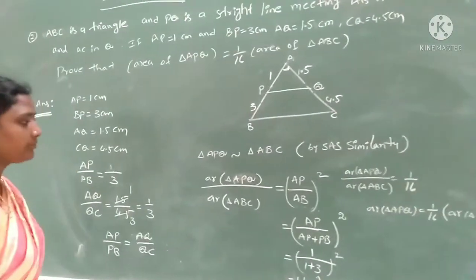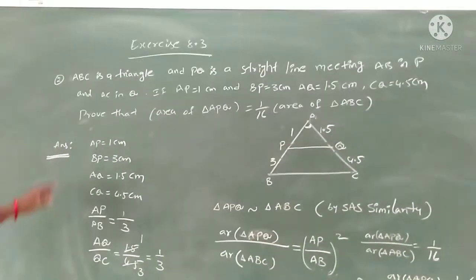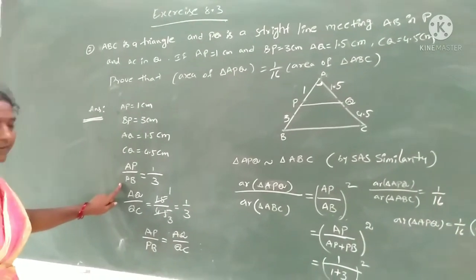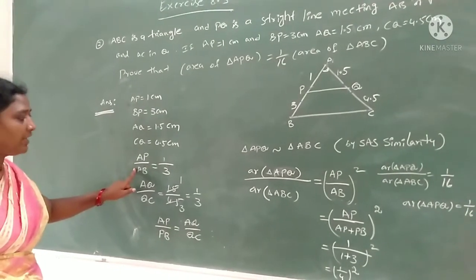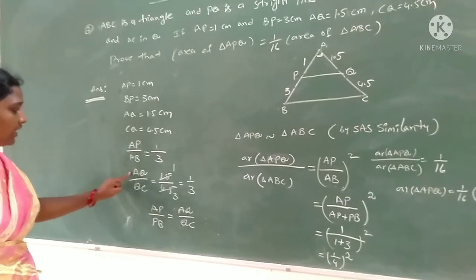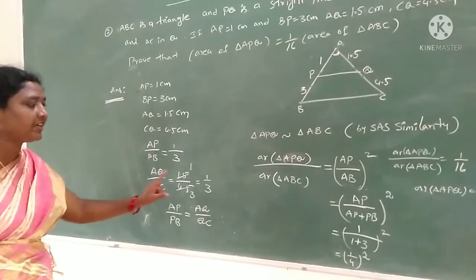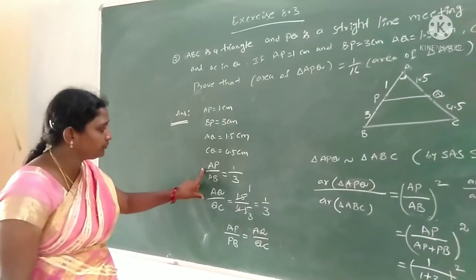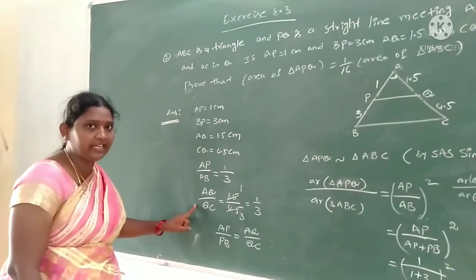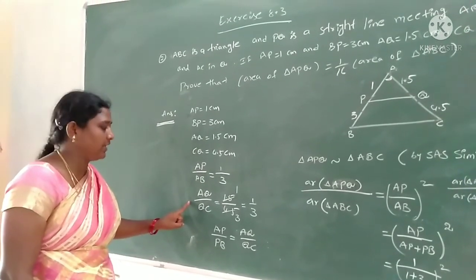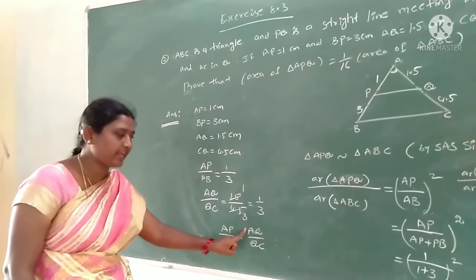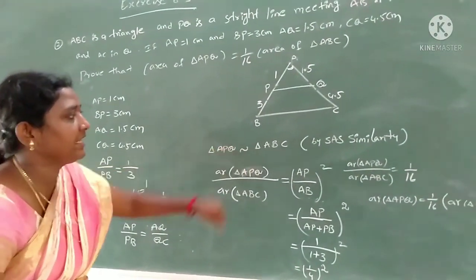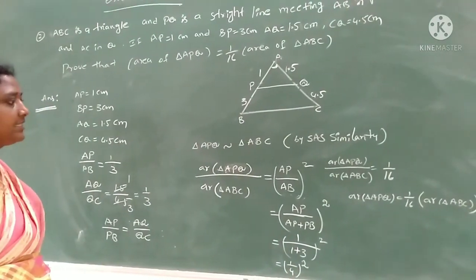Once again, first write the given values and find the AP by PB value. So AP by PB value 1 by 3. Next we find the AQ by QC value. So we get the answer 1 by 3. We observe these two ratios are equal, so triangle APQ is similar to triangle ABC by SAS similarity.